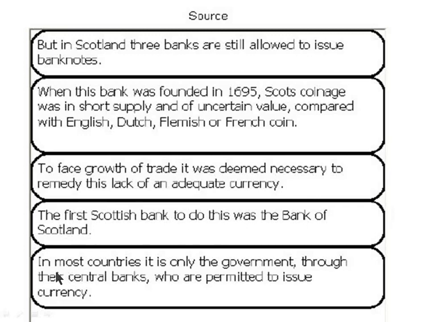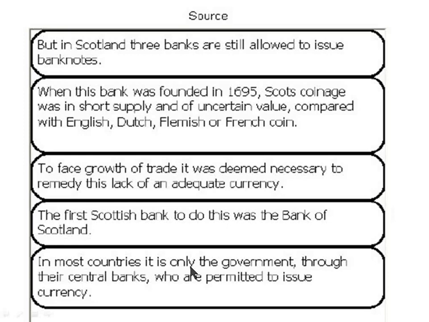Next is, in most countries it is only the government through their central banks who are permitted to issue currency. So this is an independent sentence. If you read it again, you may notice that it can survive alone without the help of these sentences. So this is our first sentence. In this, we need to understand the connector: it is only the government. So this connector must be followed by something else in the second paragraph. So this is our first paragraph.